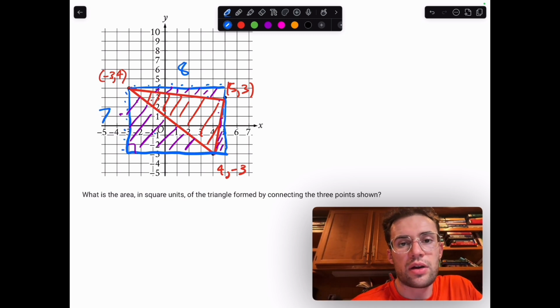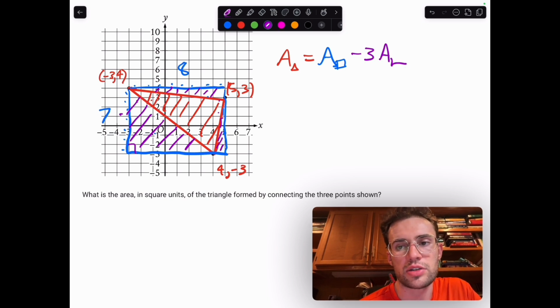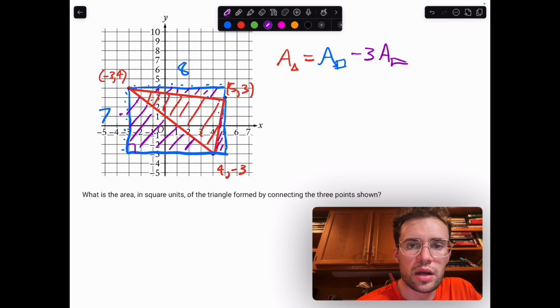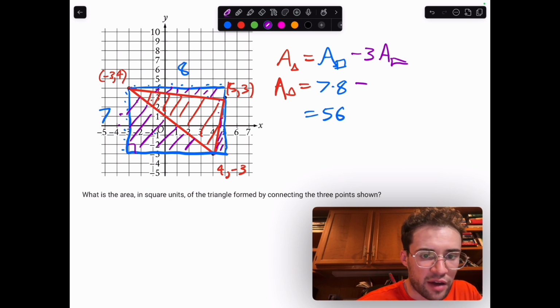So the area of the triangle, again, is equal to the area of the rectangle minus the area of those 3 right triangles like that. Okay, so the area of our red triangle is equal to, we said it's 7 times 8, which will be 56, minus, here we've got 1/2. Oh, and yeah, the little triangles, you have to also find the lengths of those.